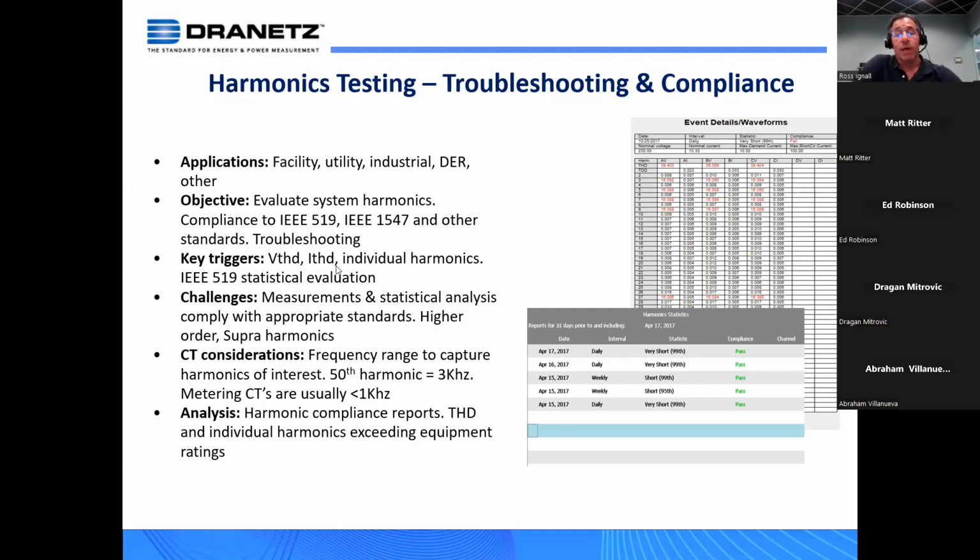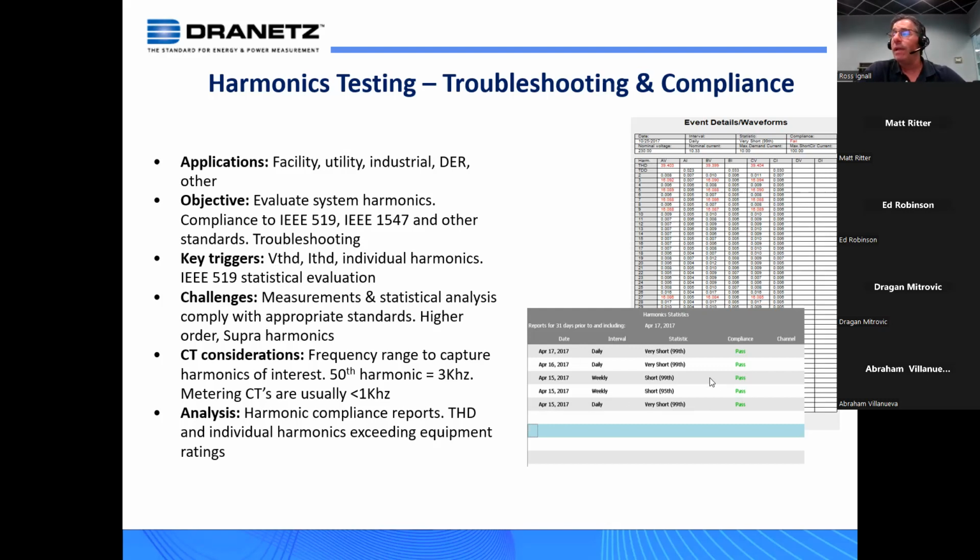Or maybe you're just troubleshooting. You've got a harmonic problem, you think something is tripping off, so you're just looking for basic VTHD. The key triggers are THD, ITHD, individual harmonics, and the statistical evaluation by IEEE 519, 2014 and higher. There's a whole statistical evaluation that's done in 519 using that IEC 61000-4-7 that I referred to in the beginning of our webinar. Basically it breaks things down into short time and very short time harmonics, and it's looking at compliance and a statistical analysis, which is defined in the standards.